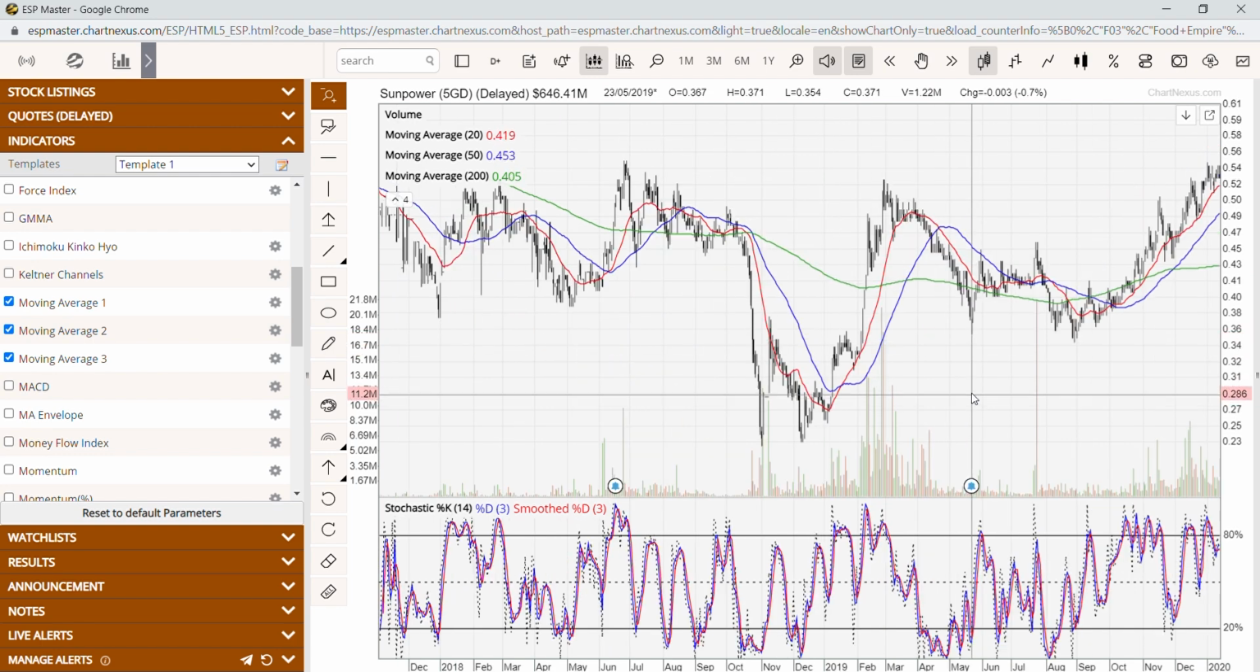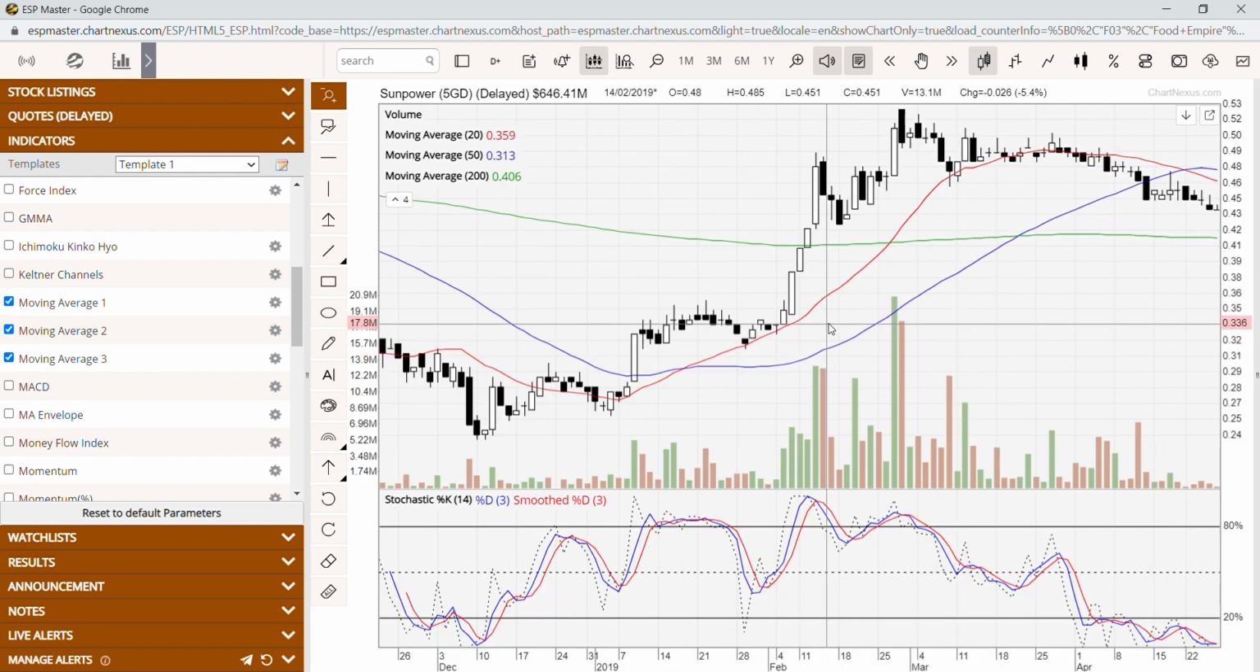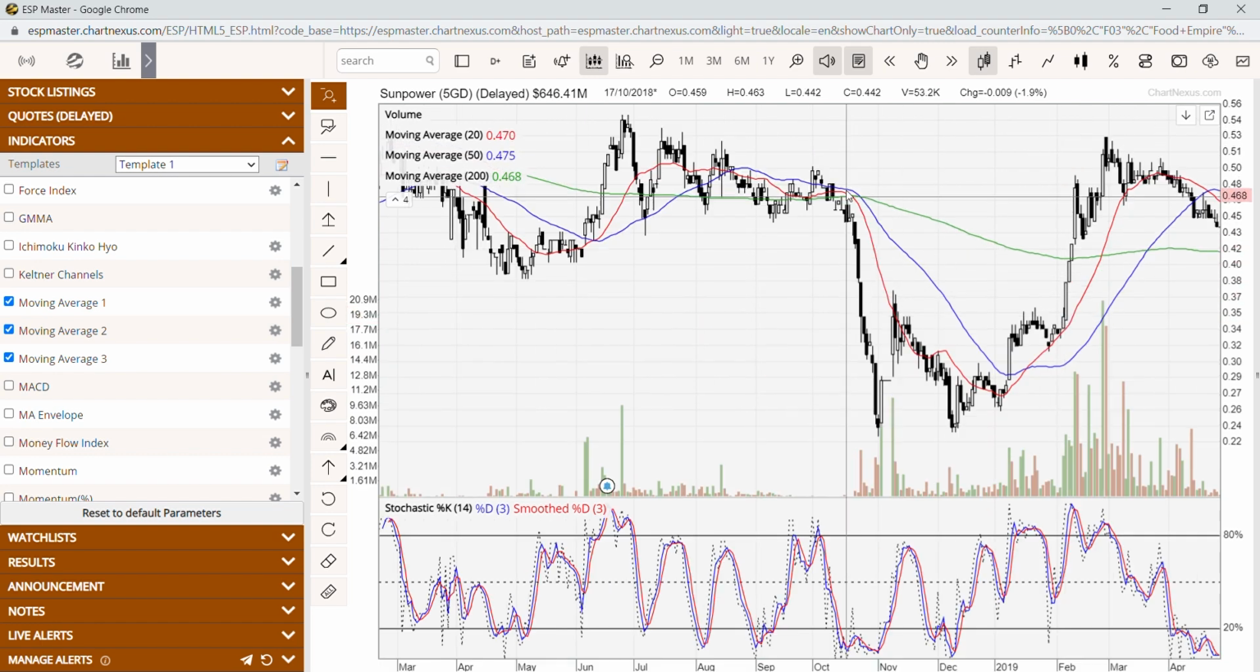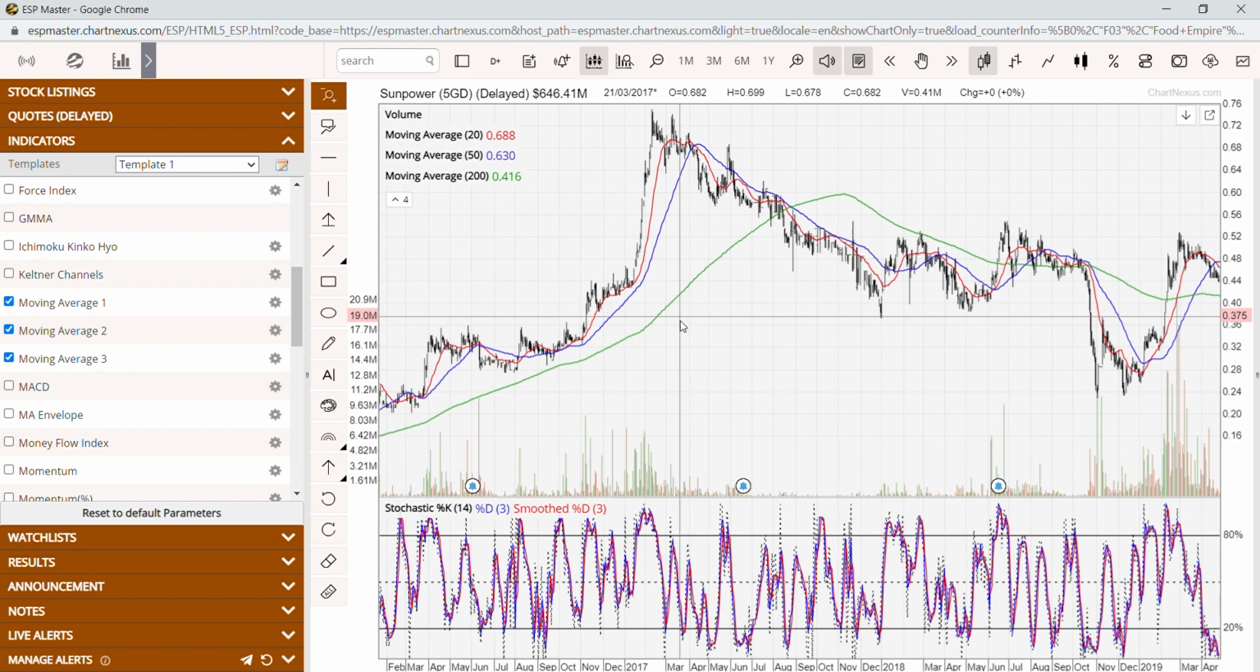Okay, let's look for another opportunity. Another example in this case, crossover and it goes up. Red cross blue. But do watch out for the green line, which is the 200 days MA. You always want to trade in an uptrend. In this case, this is not a good example, but an example for a bullish crossover.